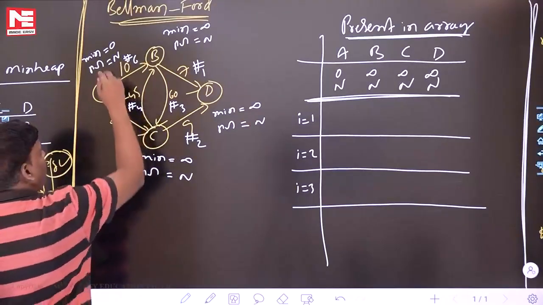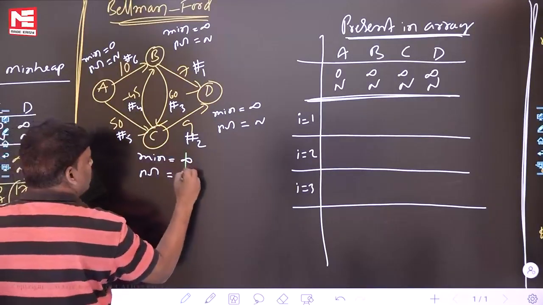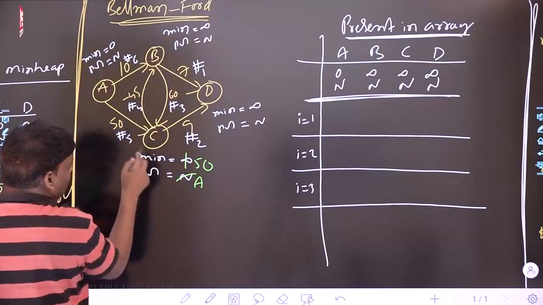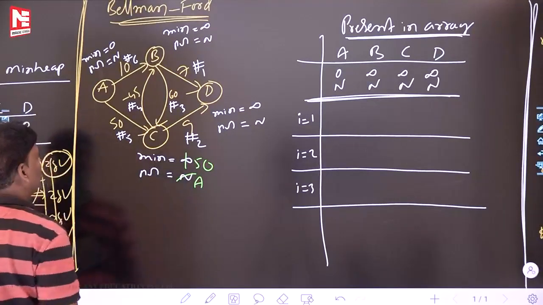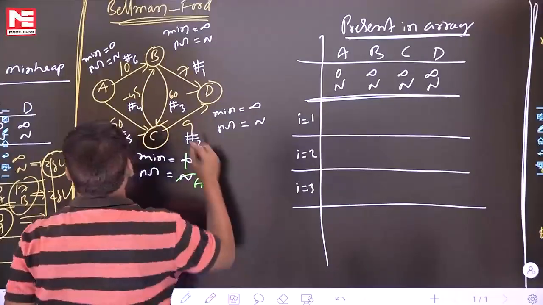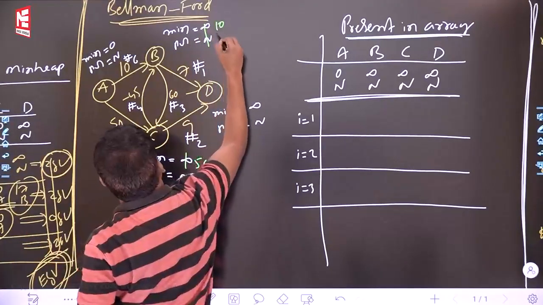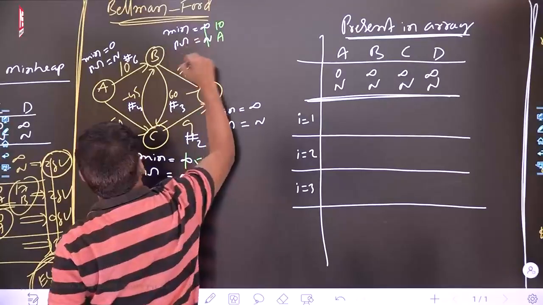A to C. A value 0, 0 plus 50, 50. From where? A. So edge number 5 decrease key operation I did, and it changed. It's okay. Next one, edge number 6, let me read. A to B, A value 0, 0 plus 10, 10. From where? A. Edge number 6 also decrease key operation I did.